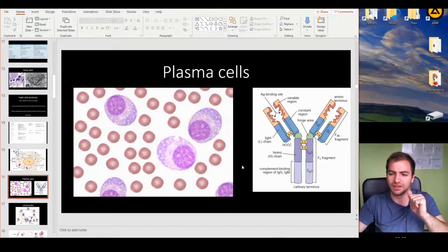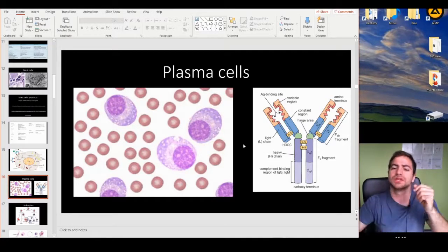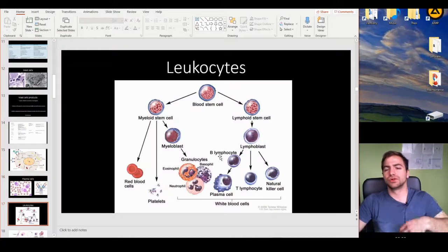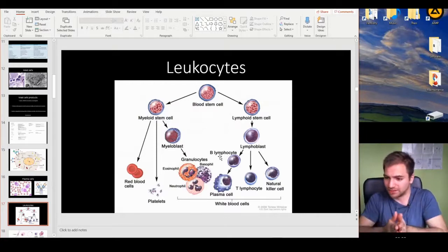So the plasma cells have this unique clock-face appearance, which is a very nice spherical nucleus along with a high amount of cytoplasm. So let's talk a bit more about the cells of the connective tissue that we can find in the white blood cells, the leukocytes, and which of these can be found in the connective tissue.